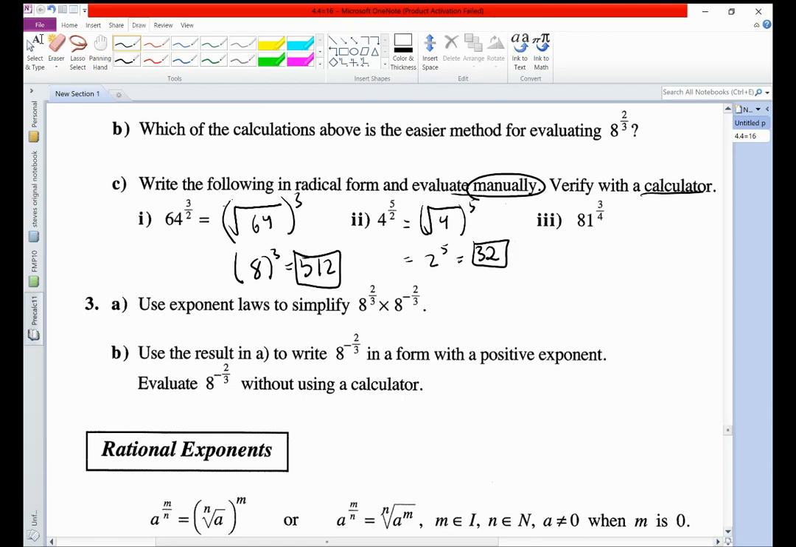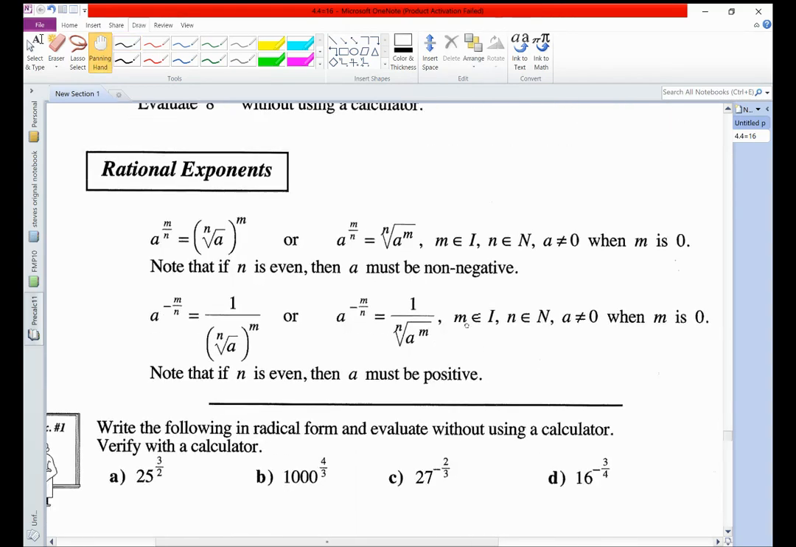And then 81 to the power of 3 over 4 is the same as the fourth root of 81 all cubed. The fourth root of 81, this one's a little bit trickier, is 3, and 3 to the power of 3 is 27. Awesome. I hope that you're starting to pick this up a little bit.